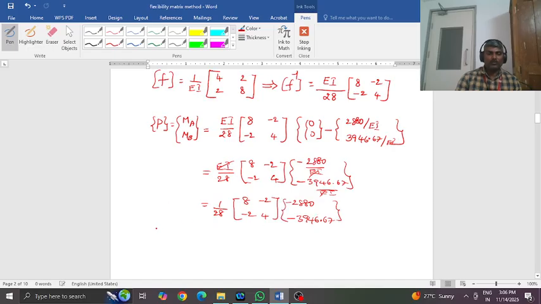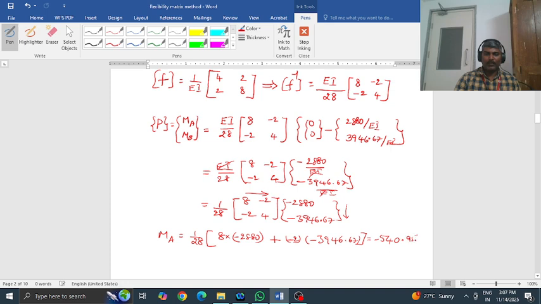If you solve for both the values, with row-column multiplication, first row and this column, then second row and this column, you'll have the MA value equal to 1 by 28. You can use your calculator straight away, or manually you can do 8 into minus 2880 plus minus 2 times minus 3946.67. So this works out to be minus 540.95 kilonewton meter.